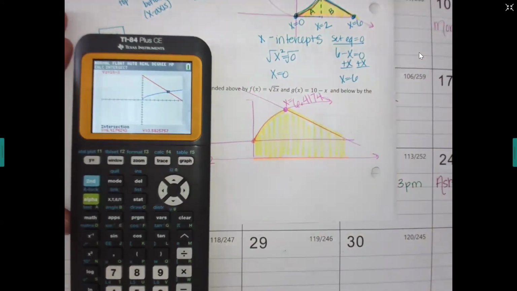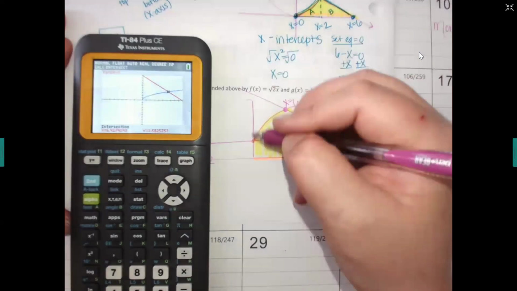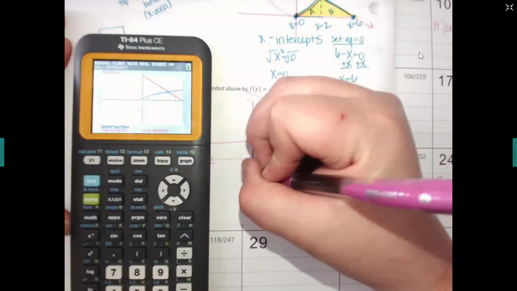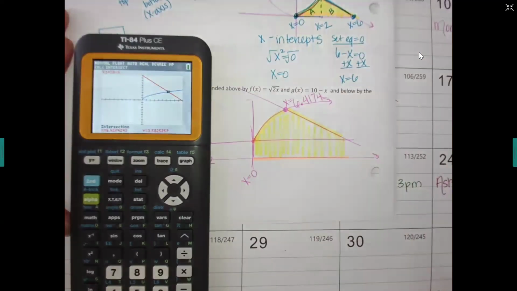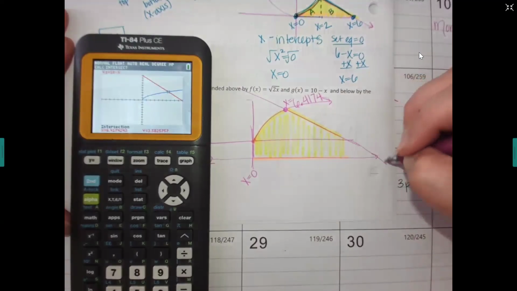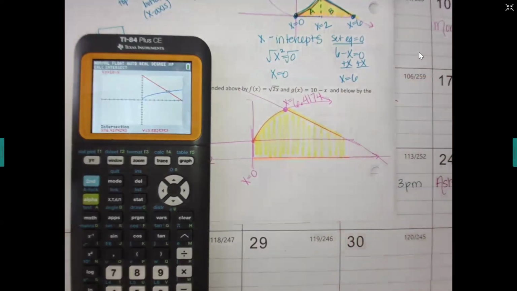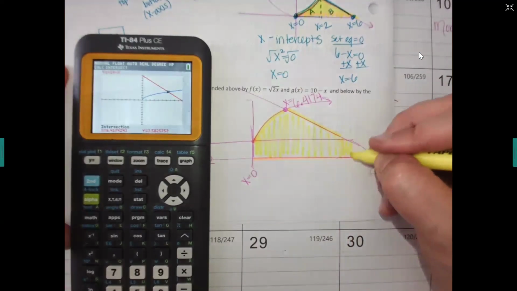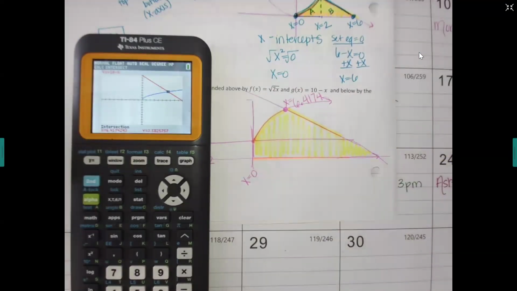Okay, next question. Where are we starting the region at? What x here? 0. And then where we stop the region is going to be where these two functions cross each other. So extend your graph a little bit further.